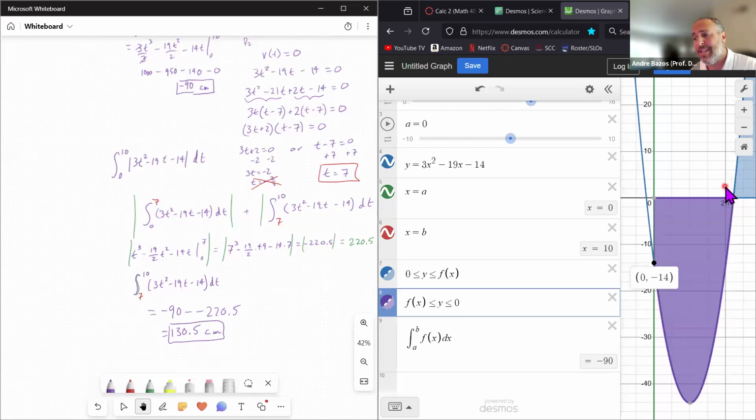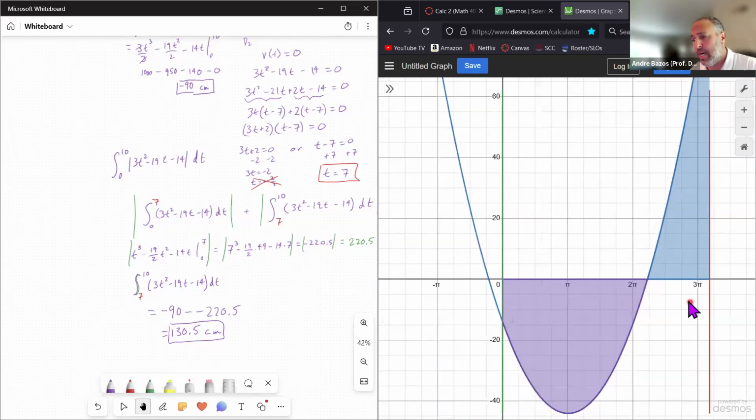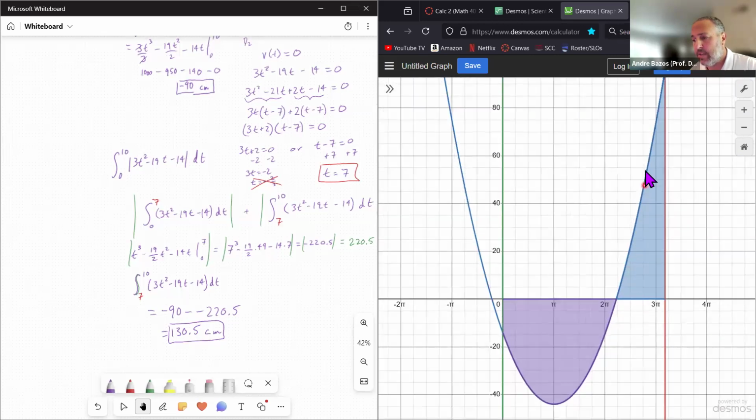But then the velocity is 0, so the y value is the velocity. When the velocity is 0, that's where our velocity changes from negative to positive, and we have a positive region here. Then our velocity is positive. But notice this area is kind of smaller than this purple area, so this positive region doesn't make it back in time. In fact, this area is 90 centimeters different than this area. So we get that negative 90 result of the displacement.